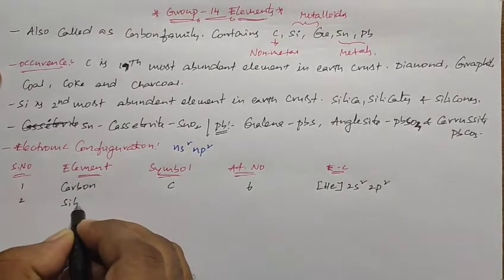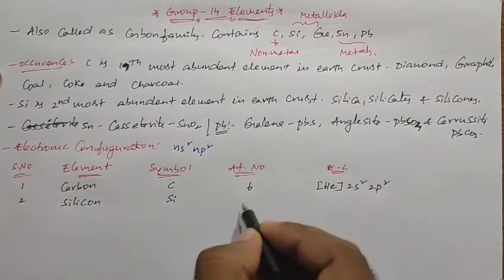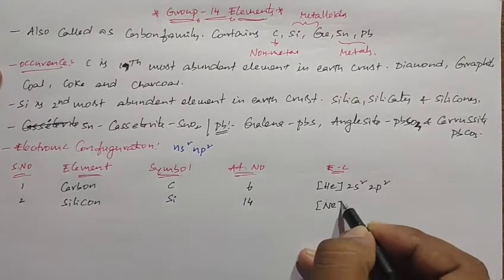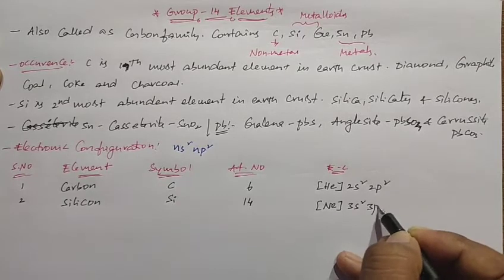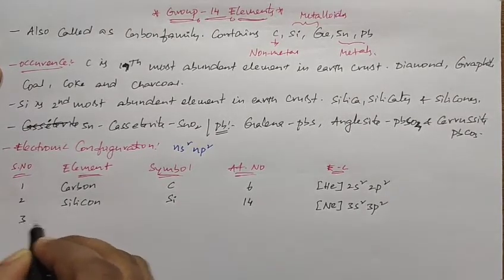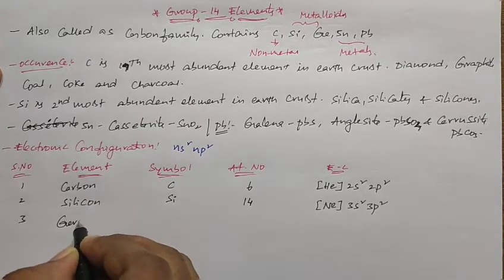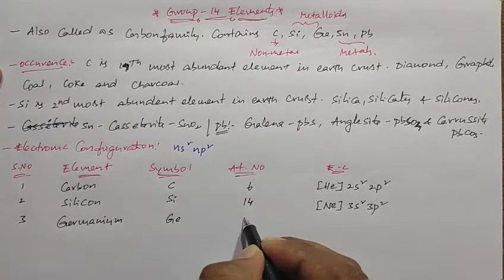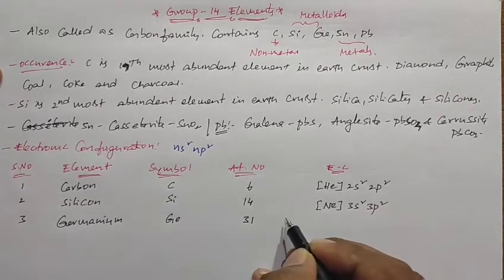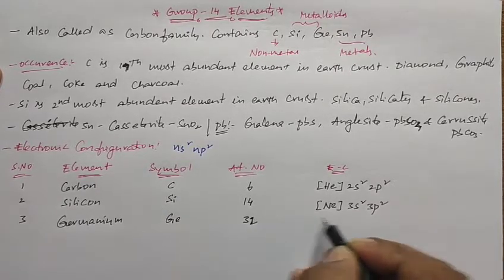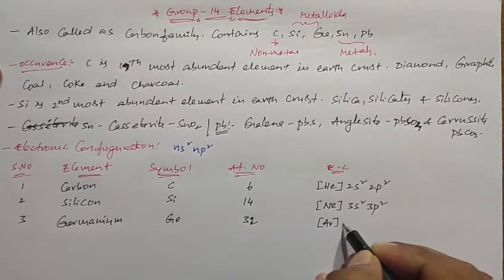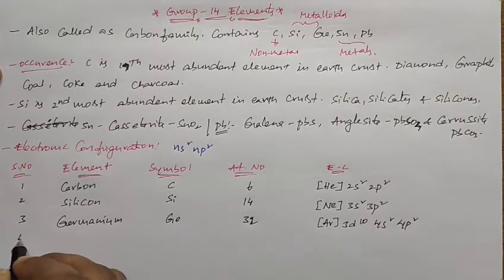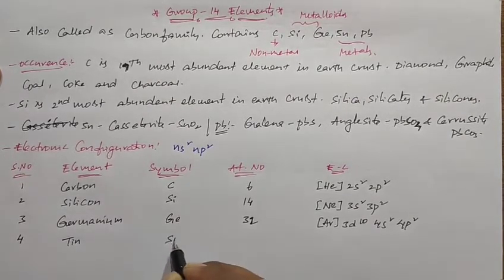Second one is silicon, represented by Si. Atomic number is 14, and electronic configuration is neon 3s2 3p2. Third one is germanium, represented by Ge. Atomic number is 32, and electronic configuration is argon 3d10 4s2 4p2.